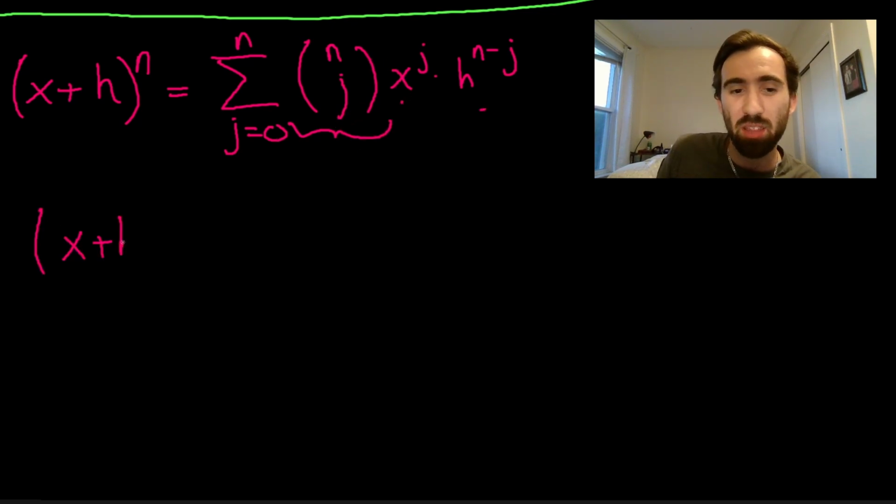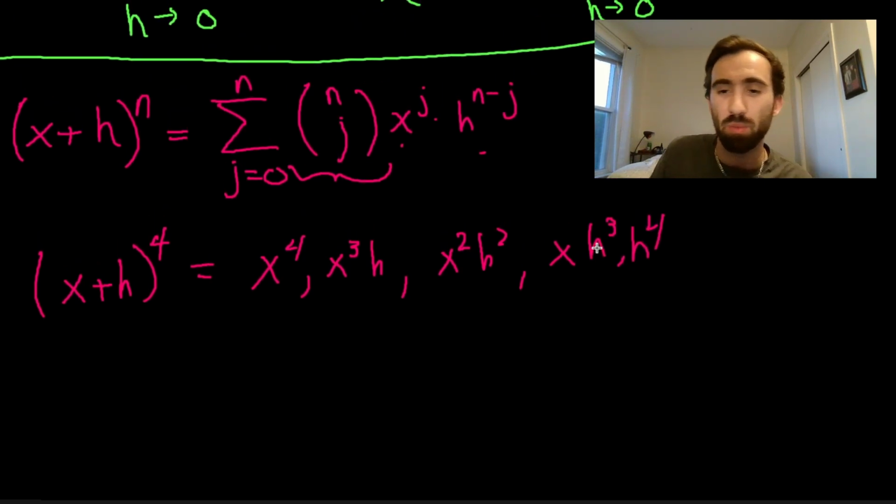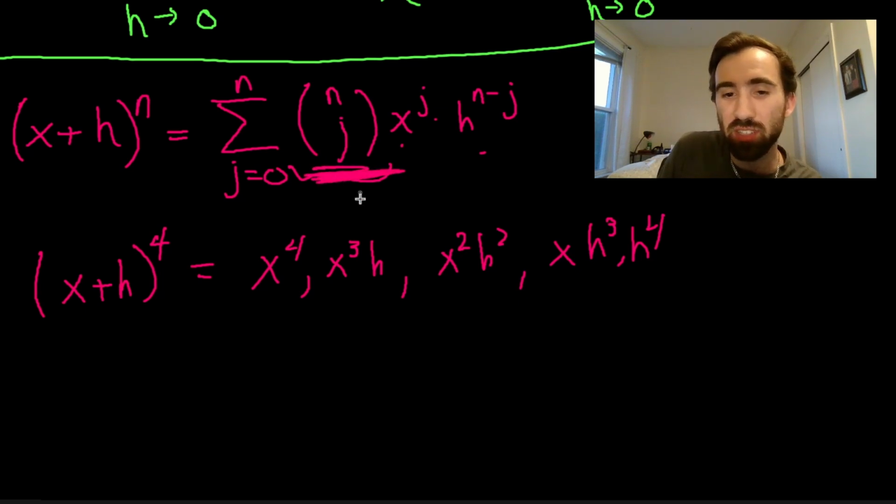So if I had (x + h) to the power of 4, we would have not just x to the power of 4, but we would also have x to the power of 3 times h, and then x squared h squared, and then x h cubed, and then h to the power of 4. And then this just gives you the coefficients that go in front of each of these respective slots.